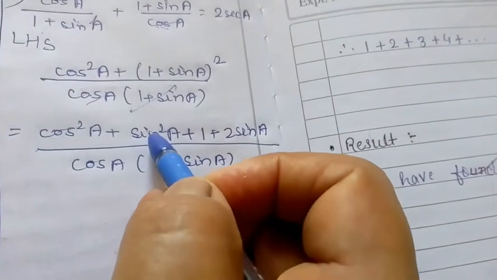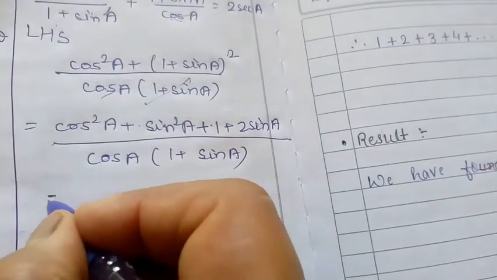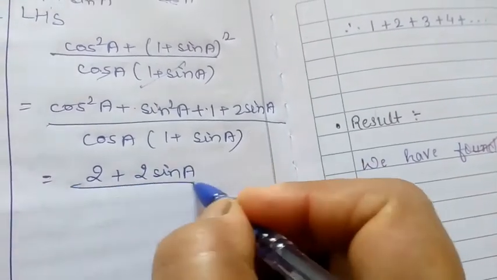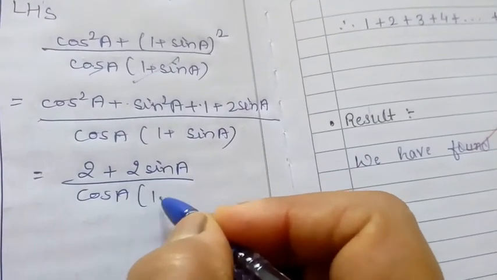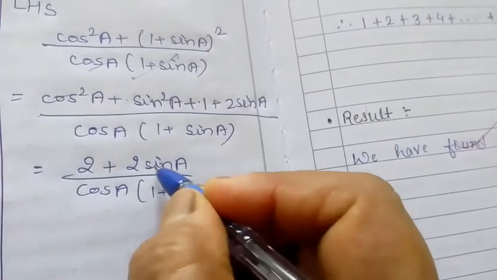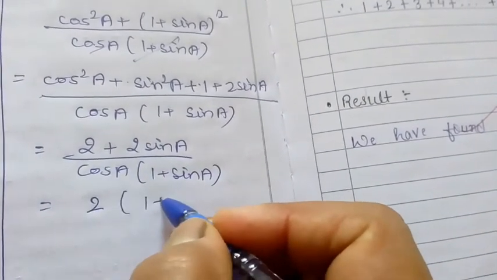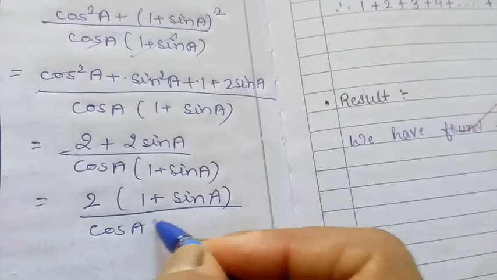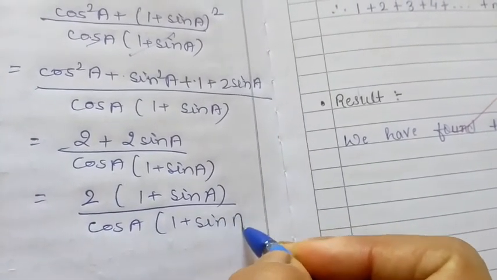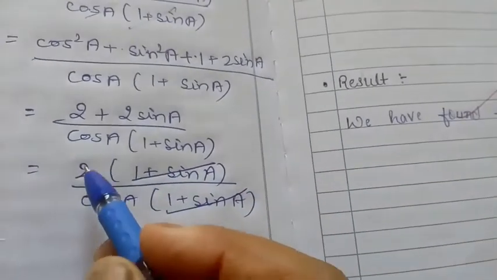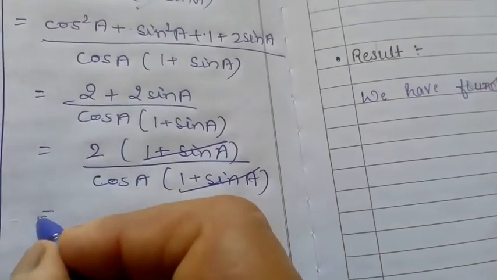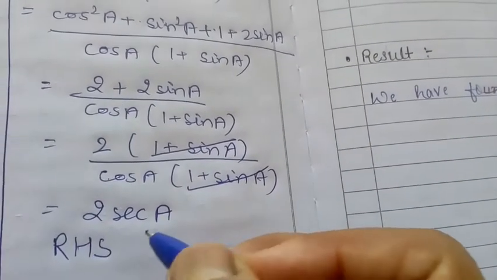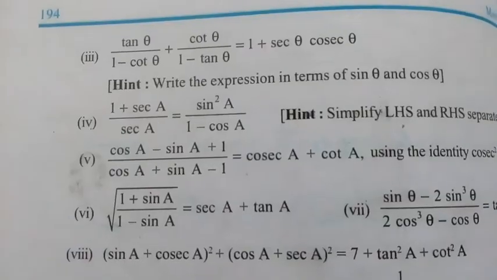Cos square a plus sin square a equal to 1. 1 plus 1 equal to 2. 2 plus 2 sin a, and cos a (1 plus sin a). Taking 2 common, 2 (1 plus sin a) upon cos a (1 plus sin a). Cancel out 1 plus sin a, 1 plus sin a, we get 2 upon cos a. The reciprocal of cos is sec, so 2 sec a. This is the RHS. Hence proved.